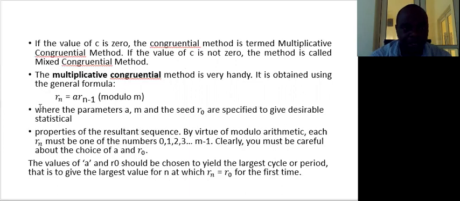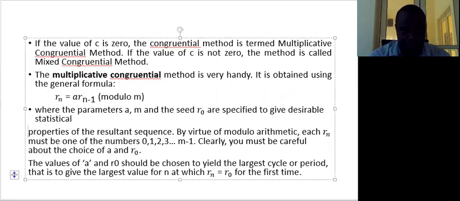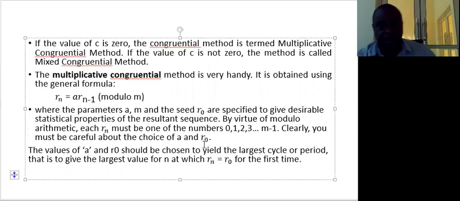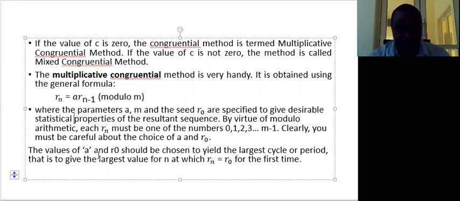This equation here will generate the multiplicative random number using the congruential method, where the parameters a, m, and the seed r naught are specified to give desirable statistical properties of the resultant sequence. By virtue of modular arithmetic, each r_n must be one of the numbers 0, 1, 2, 3 to m minus 1. Clearly, you must be careful about the choice of a and r naught. The values of a and r naught should be chosen to yield the largest cycle, that is the period, that is to give the largest value for n at which r_n equals r naught for the first time.